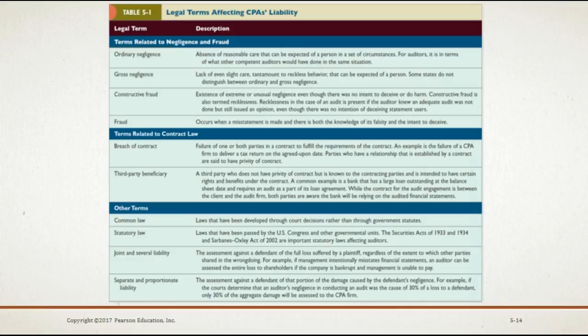Also note the distinction in this table between joint and several liability as well as separate and proportionate liability, because the amounts assessed for damages against a CPA will likely vary greatly between these two approaches when courts assess damages against the certified public accountant or the CPA firm. Please do read this table carefully, and you will find Table 5-1 on page 119 of your textbook.